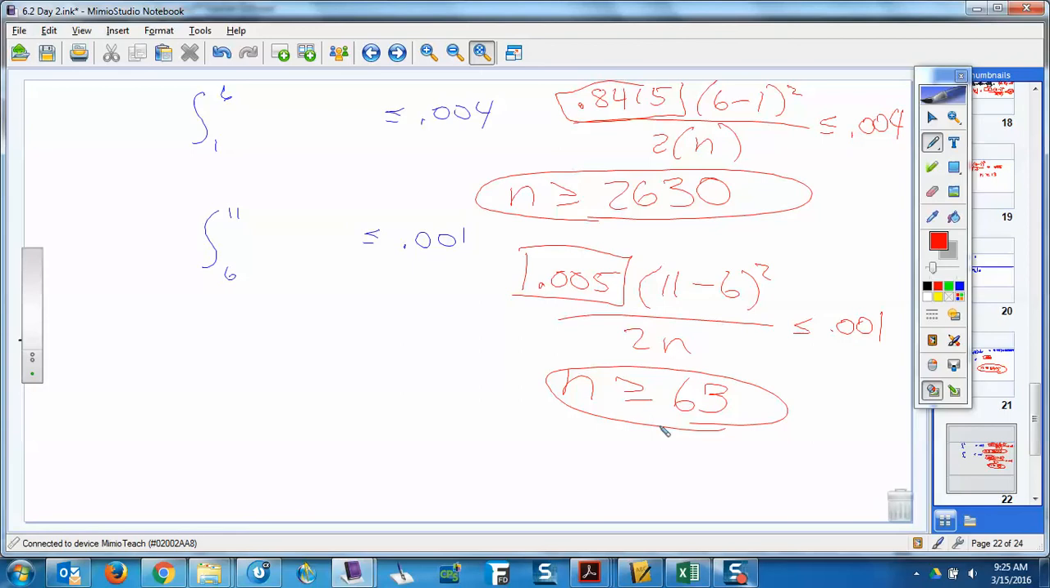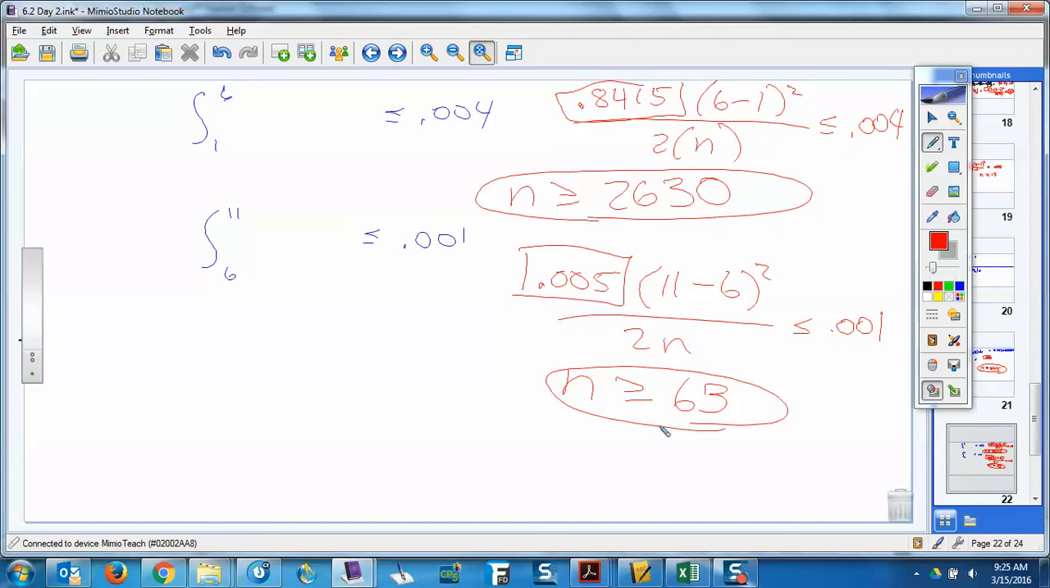Add those two together, right? So if you did two separate calculations, if you did an L 2,630 from 1 to 6, and did an L 63 from 6 to 11, you would get an approximation guaranteed to be within 0.005. Because this one would be within 0.004 and this one would be within 0.001.